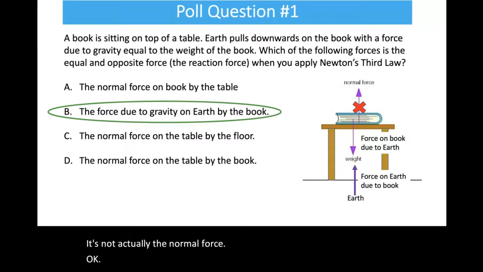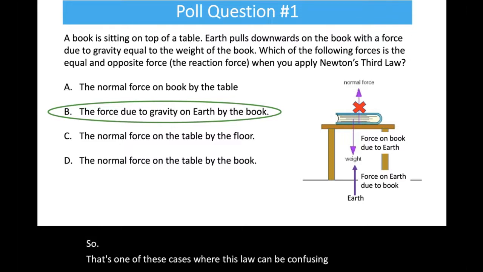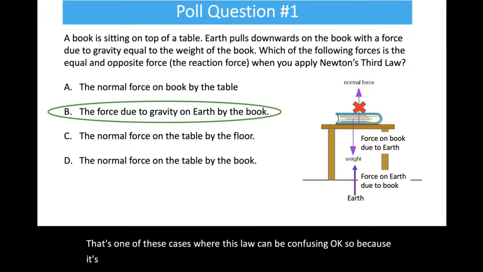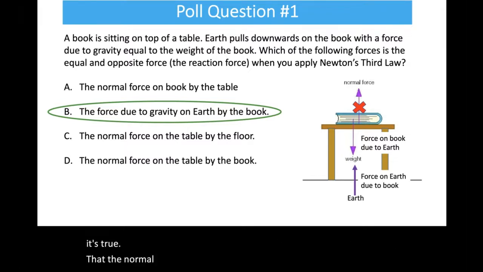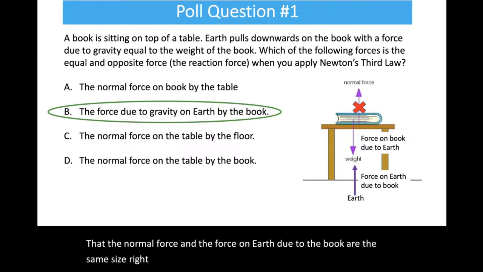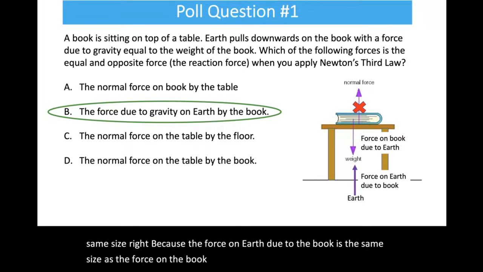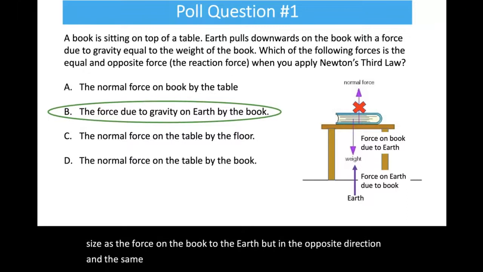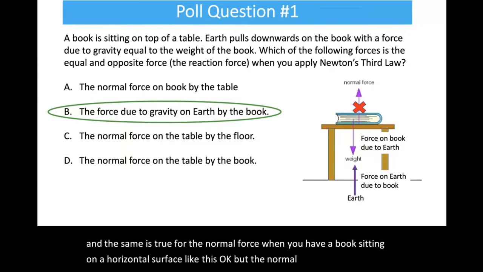Okay? So that's one of these cases where this law can be confusing. Because it's true that the normal force and the force on Earth due to the book are the same size, right? Because the force on Earth due to the book is the same size as the force on the book due to Earth, but in the opposite direction. And the same is true for the normal force when you have a book sitting on a horizontal surface like this, okay? But the normal force is not actually the reaction force here, okay?